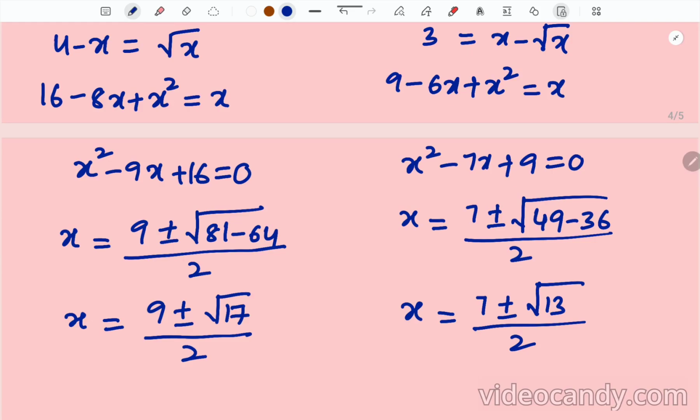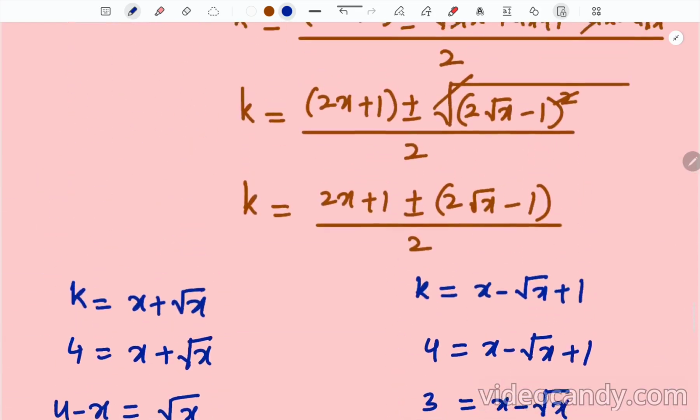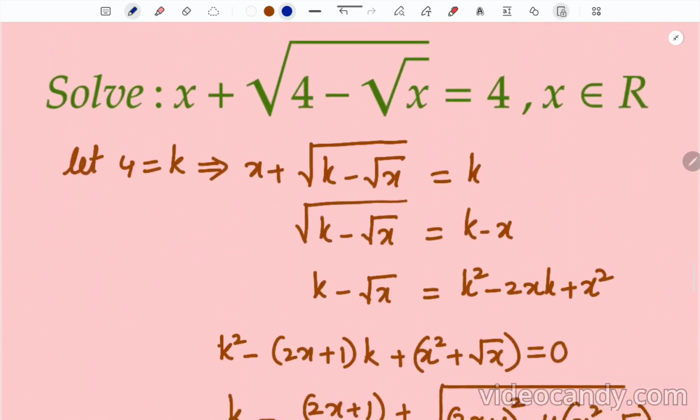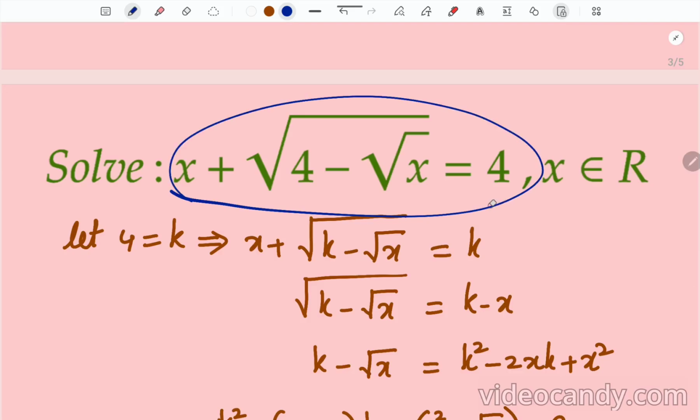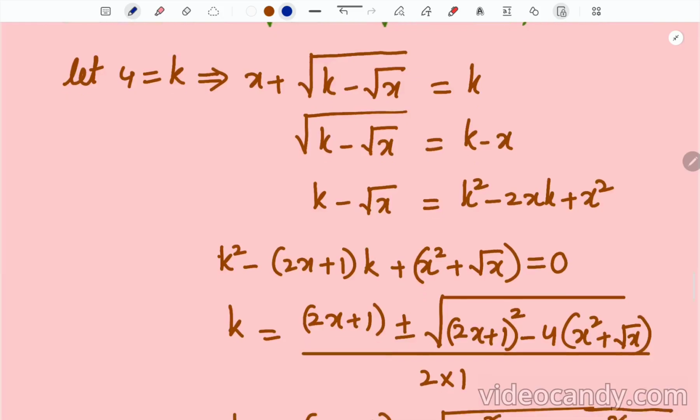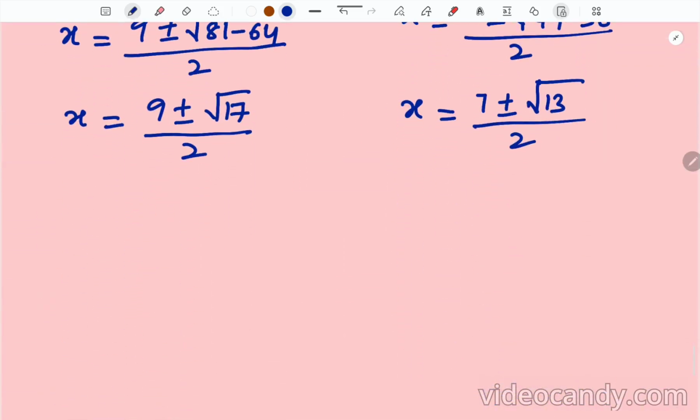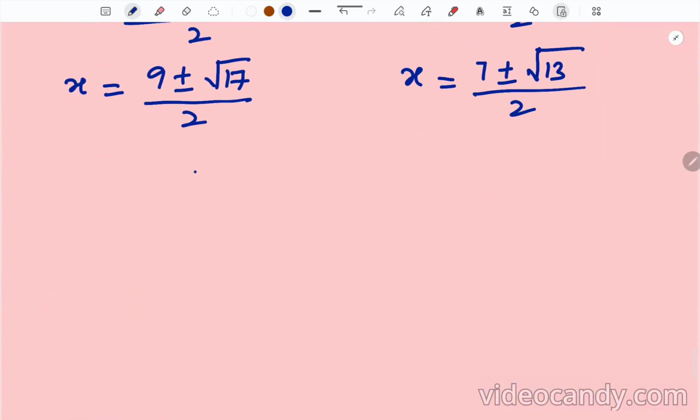Here you got 4 values of x in real numbers, but as you are squaring on both sides, some of the roots may not satisfy, some of the roots may be extraneous. For that, we have to check the solutions. So I am going to check the solutions using the question. Let us go to the question once. Let me write the question here and observe what the question is.